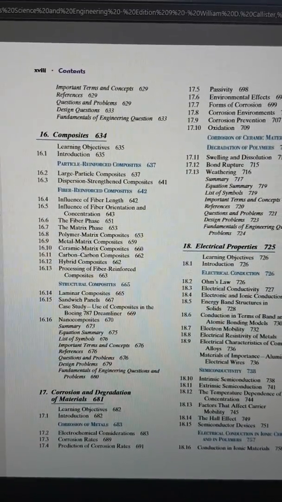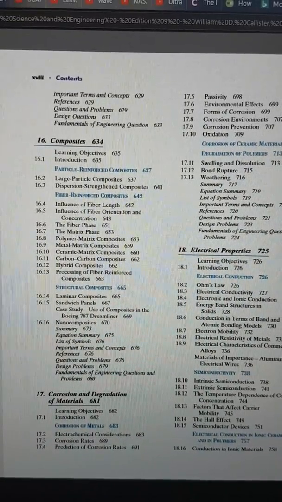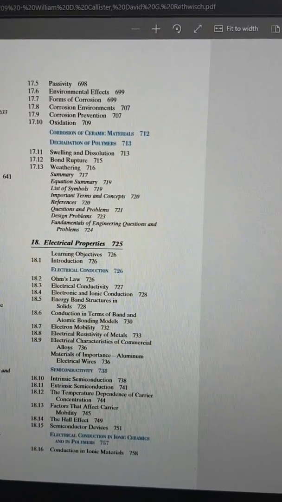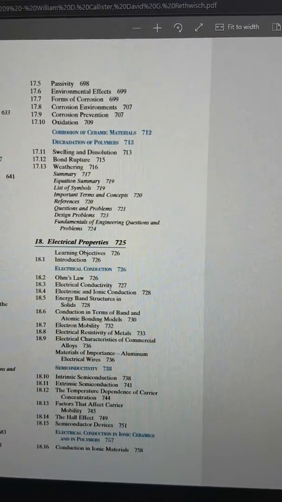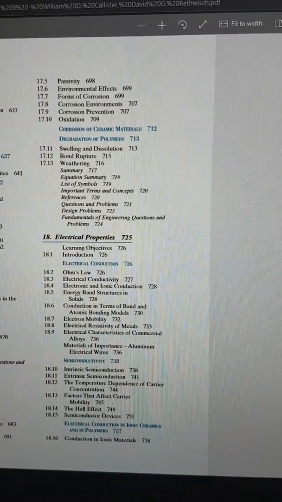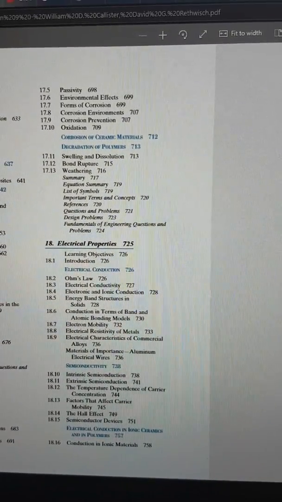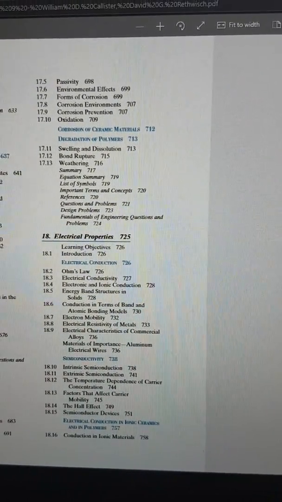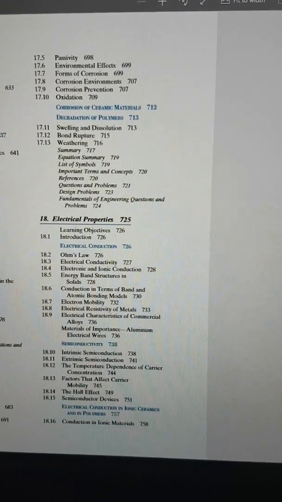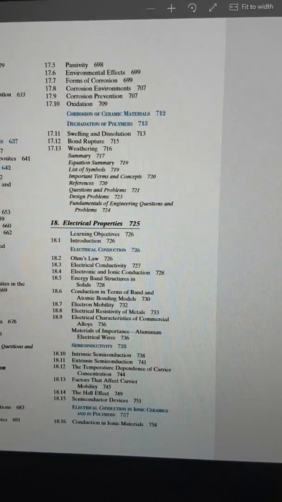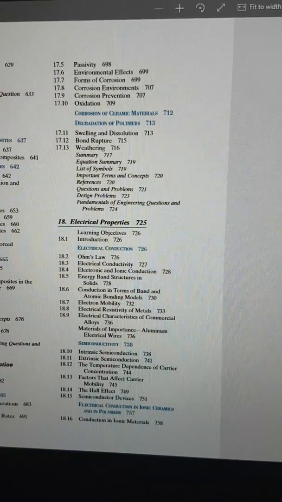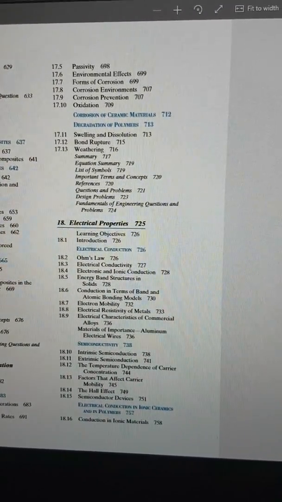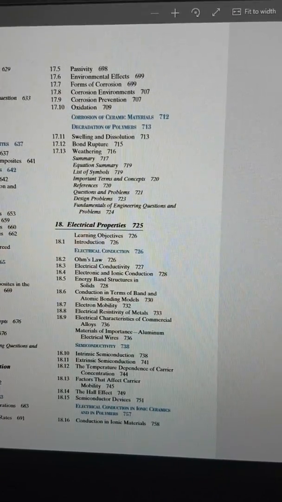We're going to talk about corrosion and degradation of materials, how materials can corrode and degrade. And also we're going to talk about corrosion of ceramic materials, degradation of polymers. We see how swelling and dissolution affect polymers, bond rupture, weathering, and all that. We're also going to see the electrical properties of materials, why some materials conduct electricity while others don't, others are insulators, others are good conductors, or others are semiconductors. So we're going to talk about that intensely in chapter 18. This is going to be very interesting.